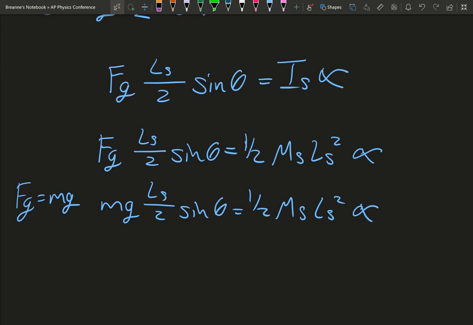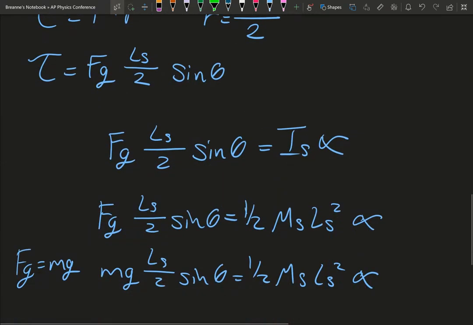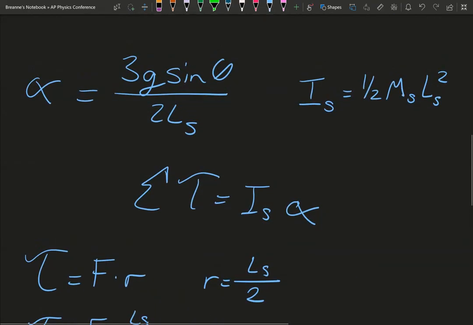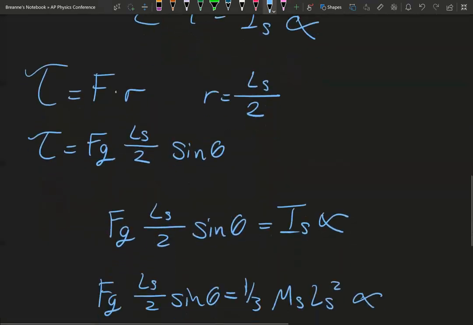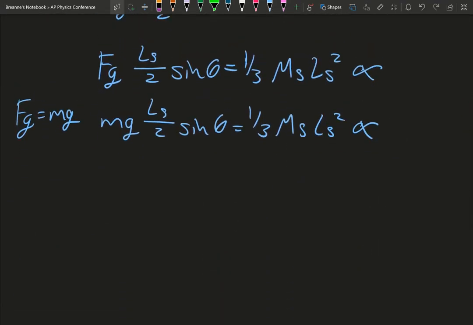Did I put 2 instead of... Hold on. I realized it's a third, not a half. Did I write a third? I did. So it should be a third, not a half. Did I write a half up here or a third up here? I wrote a half up here. That's what threw me off. So it's a third, not a half. I was thinking something's not going to add up here. That makes a little bit more sense.